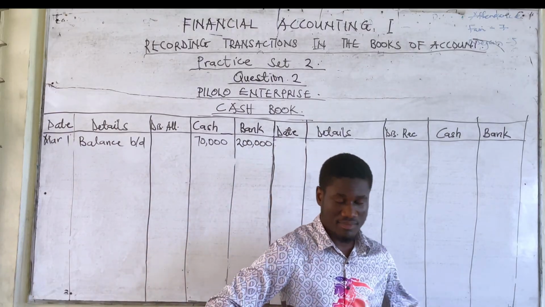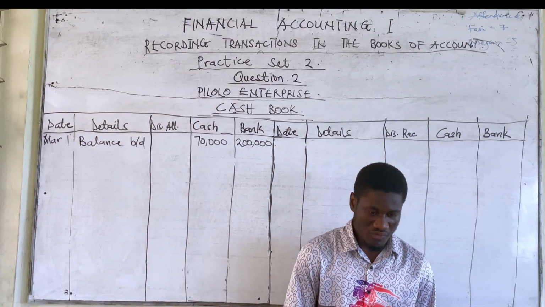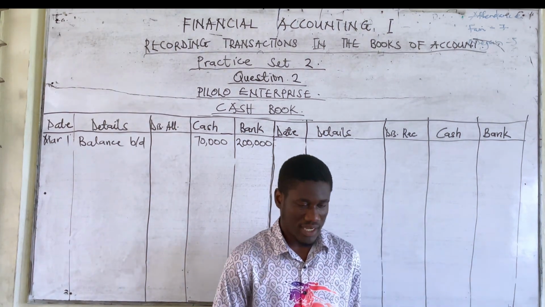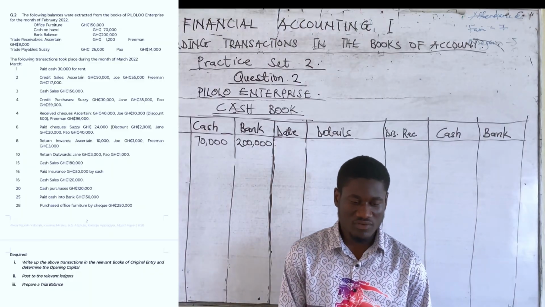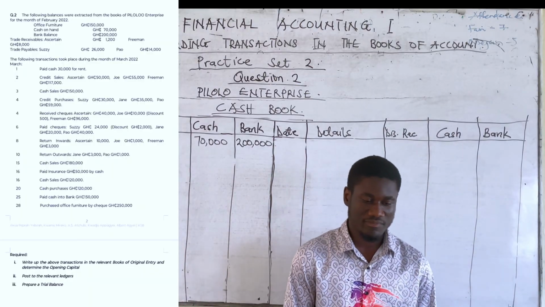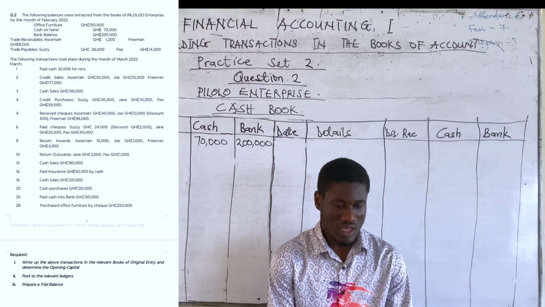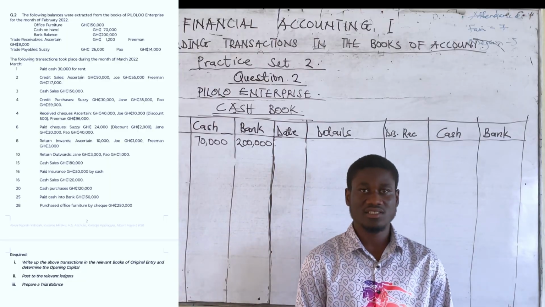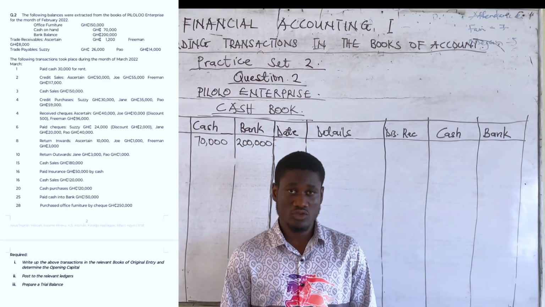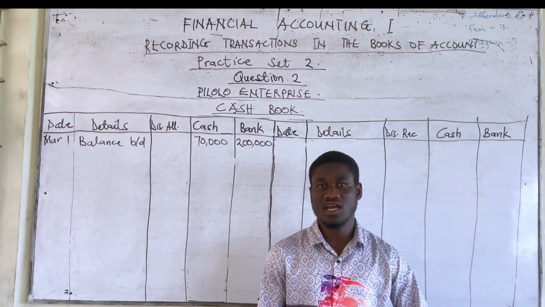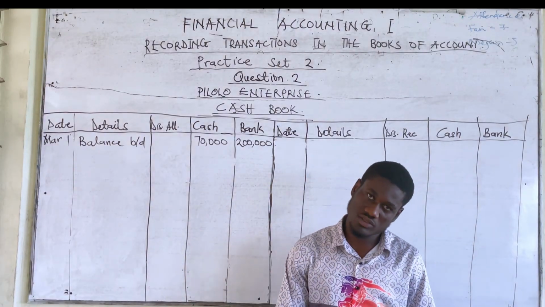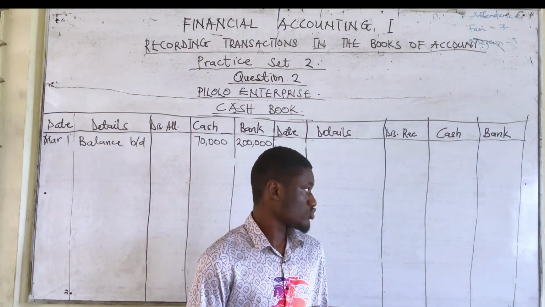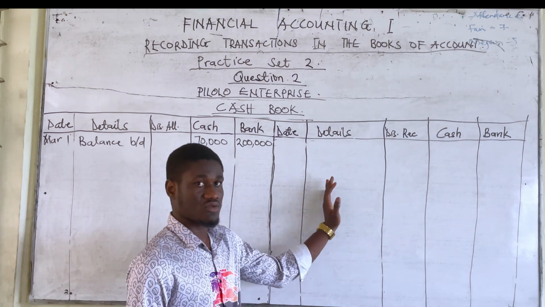Good. So we are done with the bank balance. So we move on to check for any transaction that was involving cash or bank. Now we said the following transactions took place during the month of March 2022. We have March 1st. It says we paid cash 30,000 for rent. So if we have 30,000 cash, then we use that 30,000 to pay for rent. What is going to happen to our cash? It's going to decrease, right?